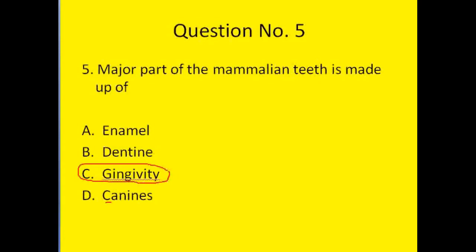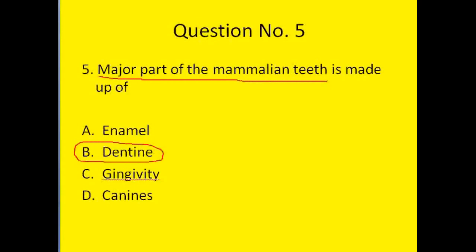And canines are a type of teeth. But the question here is, which part makes up the major part of the mammalian teeth. So the correct answer is option B, the dentine. Okay.